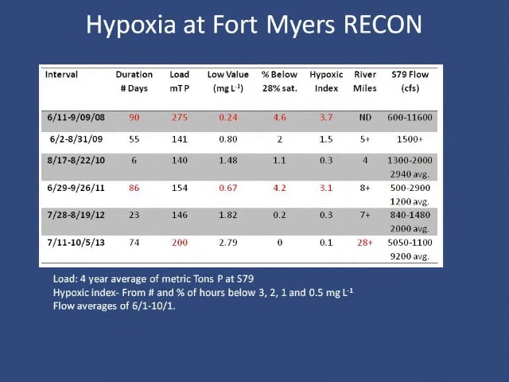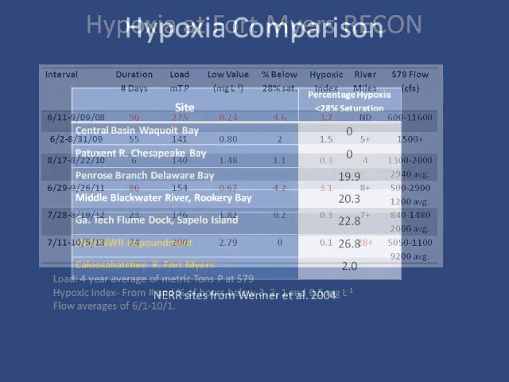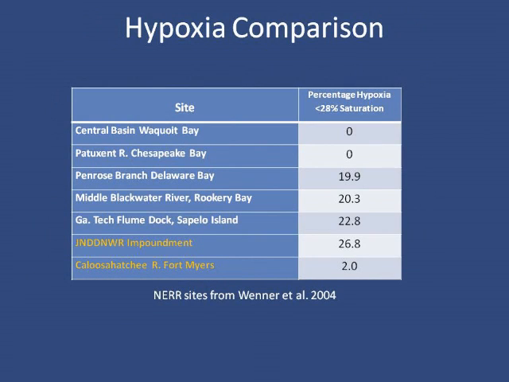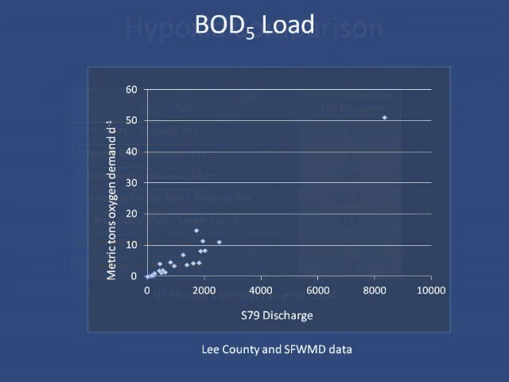And at the Fort Myers RECON, I've just shown here that we have different levels of hypoxia every year, but our worst year so far was in 2008, where we had a hypoxic index of 3.7. Compared to other systems, it doesn't look bad, but other systems are often affected by organic matter load from things like mangrove leaves. We also have BOD loads that contribute to hypoxia.